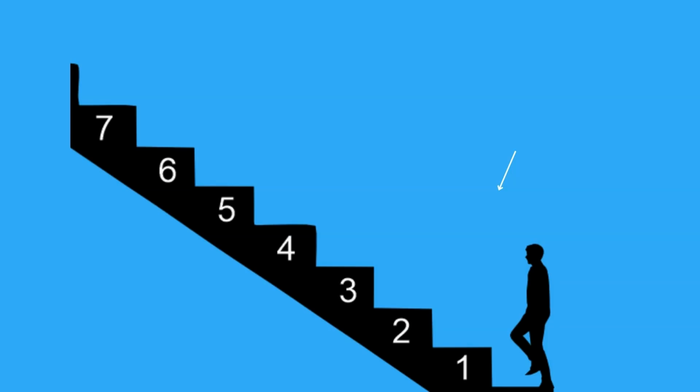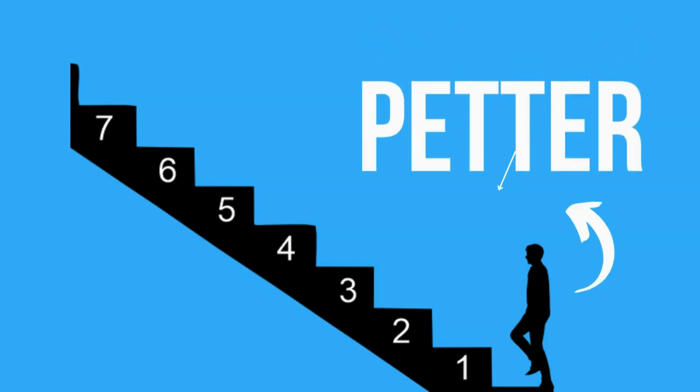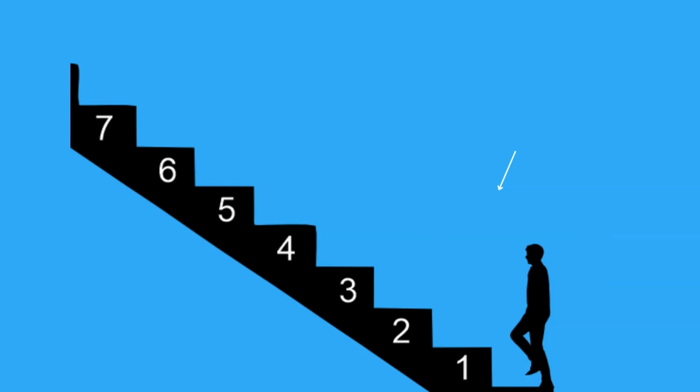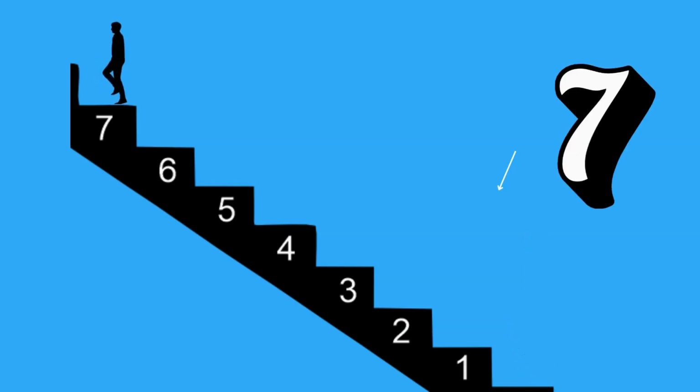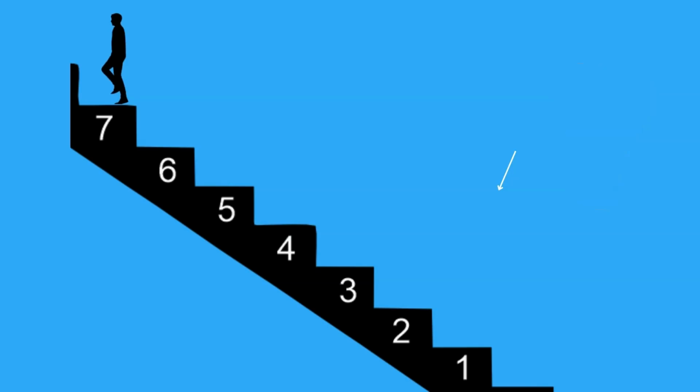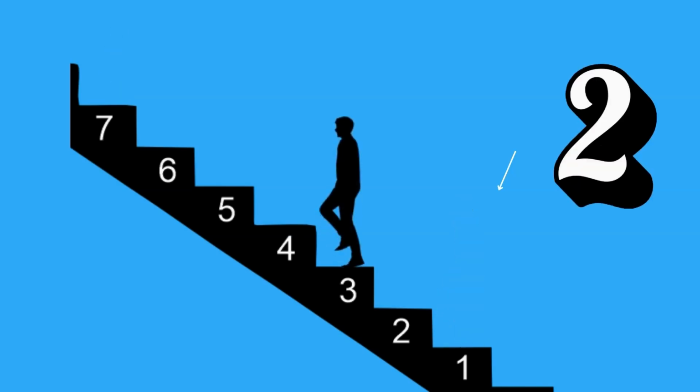Let's visualize it first. We have these 7 steps in the staircase, and a person named Peter, suppose, wants to climb these stairs. Right now he is standing on the floor, that is the zeroth stair, and he wants to go to the top one. As it is 7, he somehow wants to reach that seventh step. Now we have to consider that he can either jump one or two steps at a time.